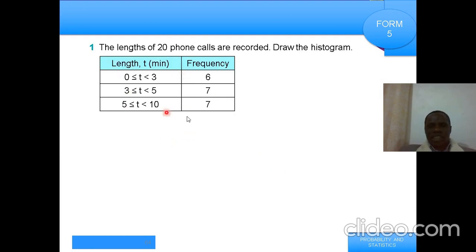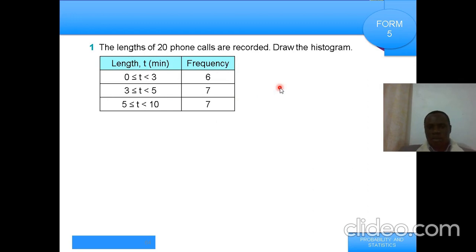This is what we have for the data. We know that data can be like this because this is continuous data. From 0 to 3, we have 6 phone calls, which took 0 minutes to just under 3 minutes. Then 3 minutes to just under 5 minutes, it's 7 phone calls. Then 5 to 10, it's 7 phone calls. Now, this we know. We can even do a cumulative frequency curve. But how do we do a histogram?